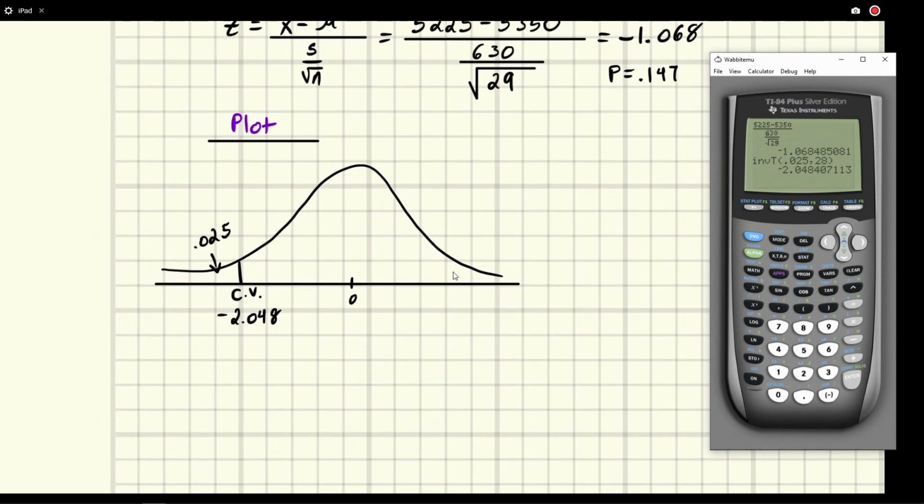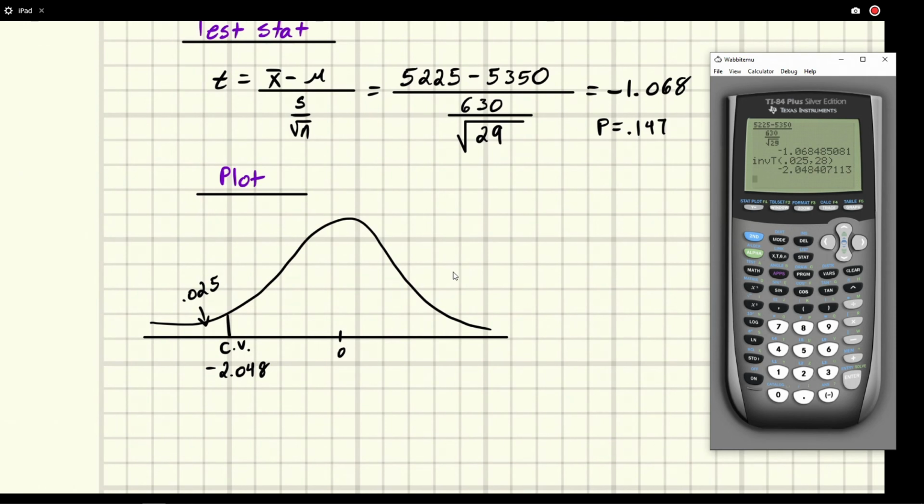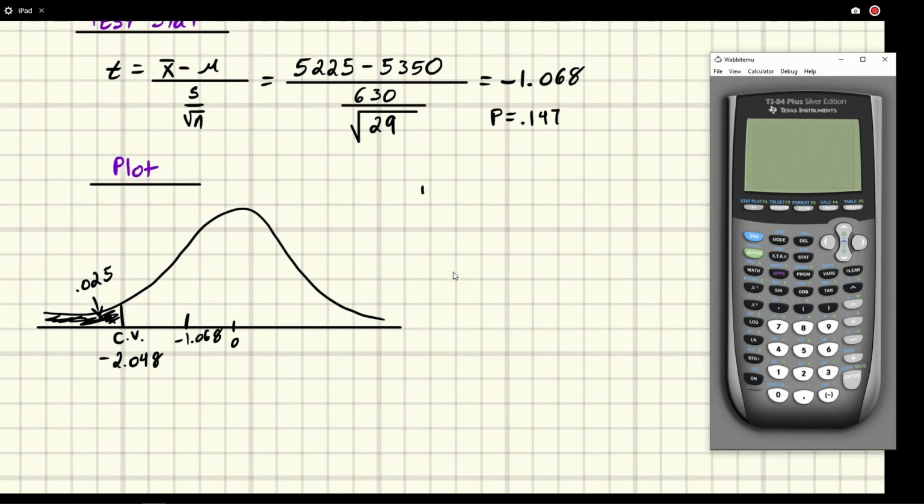So, okay, looking at all this, we can make a decision. We should plot our test stat, right? We have negative 1.068. That's somewhere around here-ish. We are not in the shaded region, which is this area over here, right? And so we would say, therefore, we fail to reject, or do not reject, H naught.